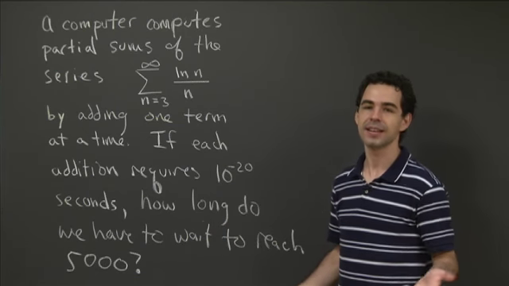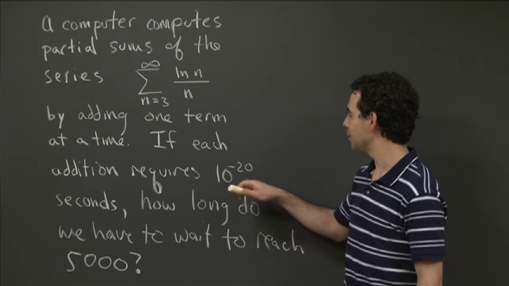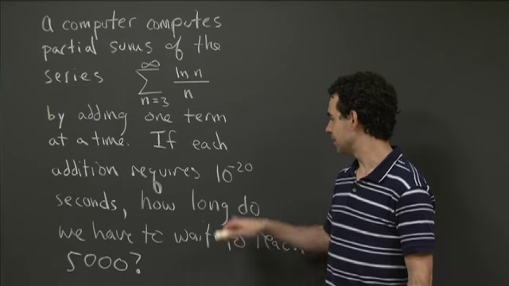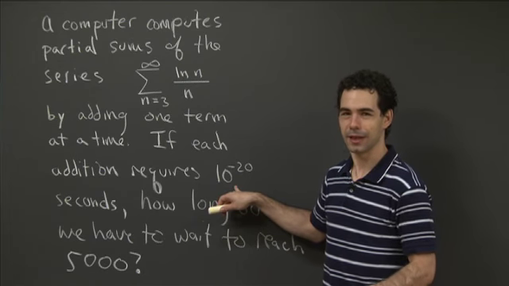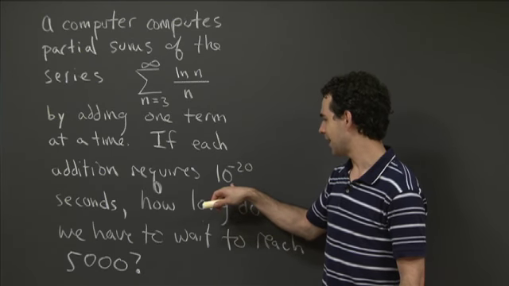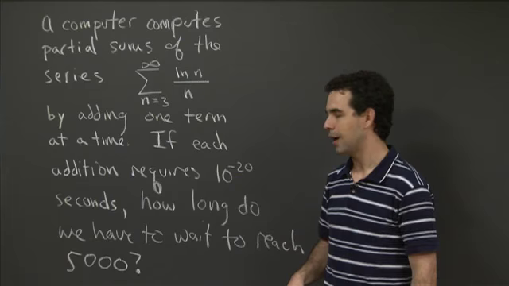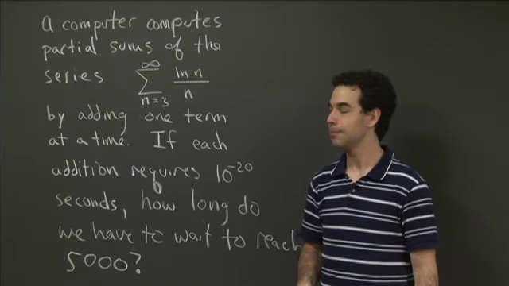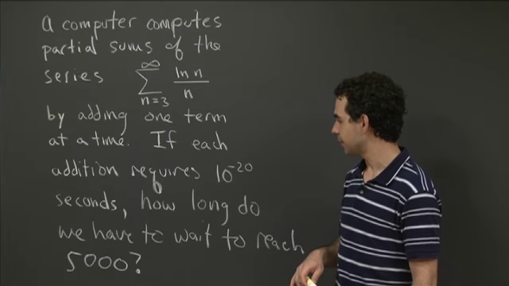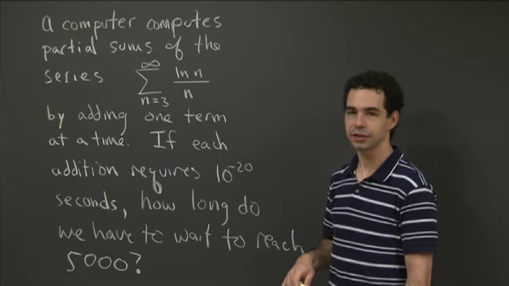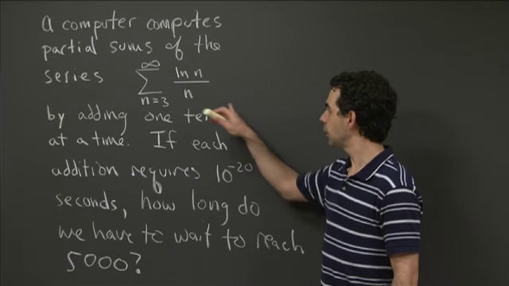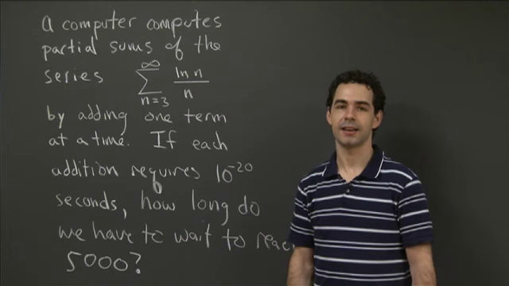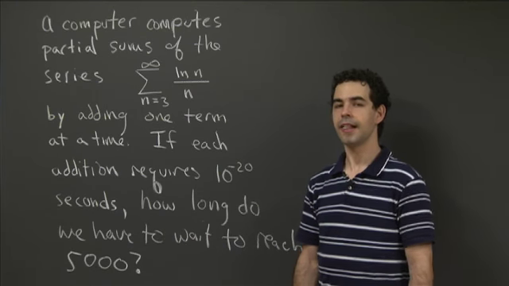So I want to know, how long is that going to take? Now, of course, that depends on your computer. So let's just say, for sake of argument, and this is generous to your computer, at least my computer doesn't go this fast, that it takes 10 to the minus 20 seconds to add an additional term to the partial sums. So suppose that your computer takes 10 to the minus 20 seconds for each additional summand. How many terms of the series, how long are you going to wait around waiting for this sum to get to 5,000? So that's the question.